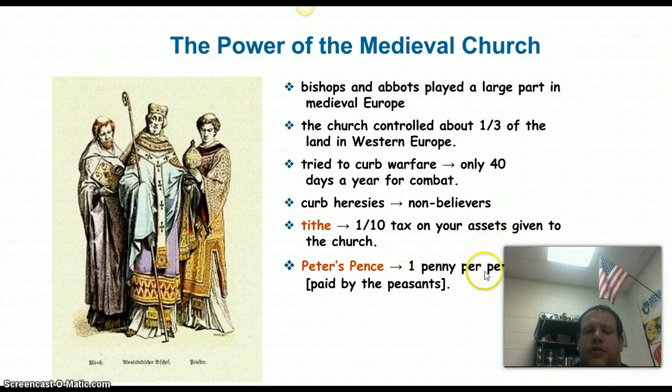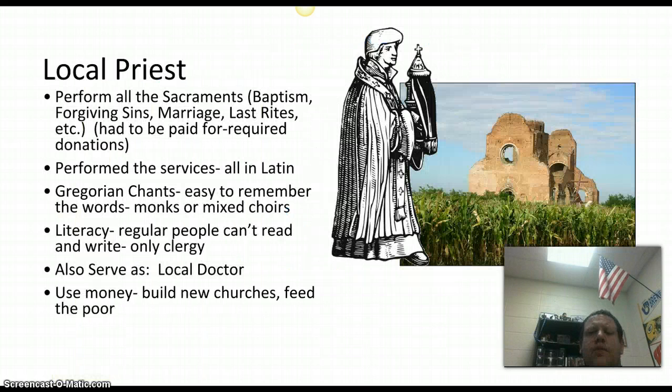And there was also Peter's pence. Basically, you paid a penny per person every so often. And some examples of how these guys played a big role in the larger area of church, especially in terms of taxes and those kind of things. Going down here, we see the priests as well. And the priest was more on the day-to-day basis.